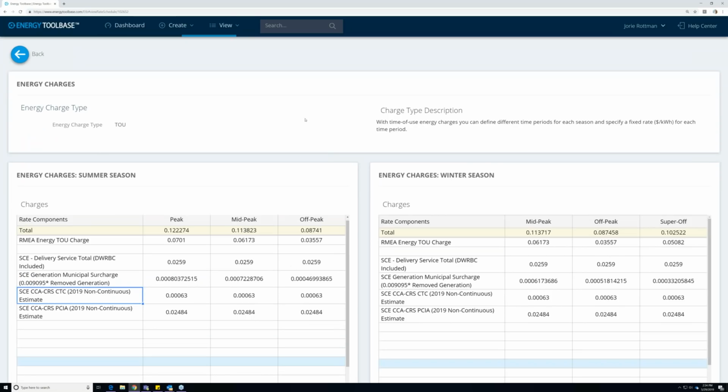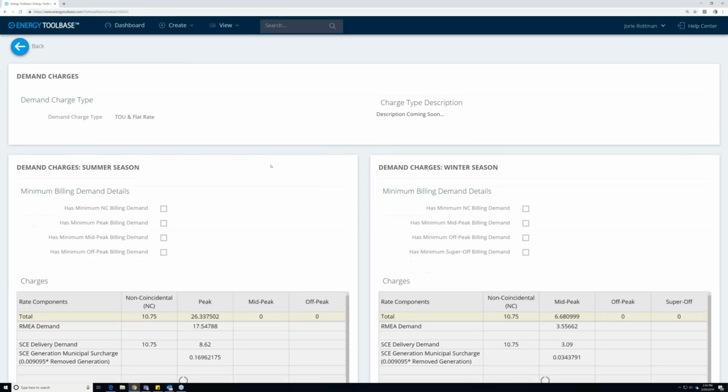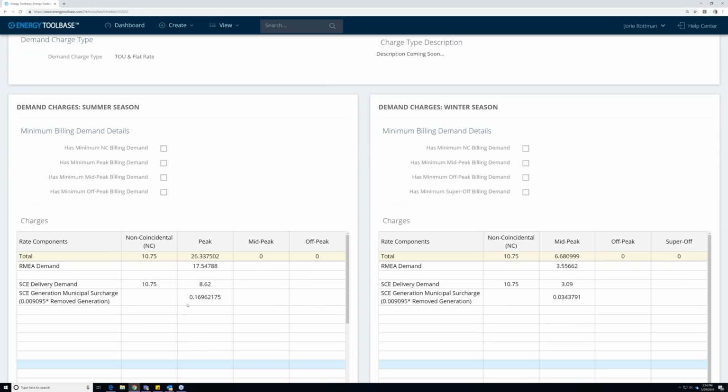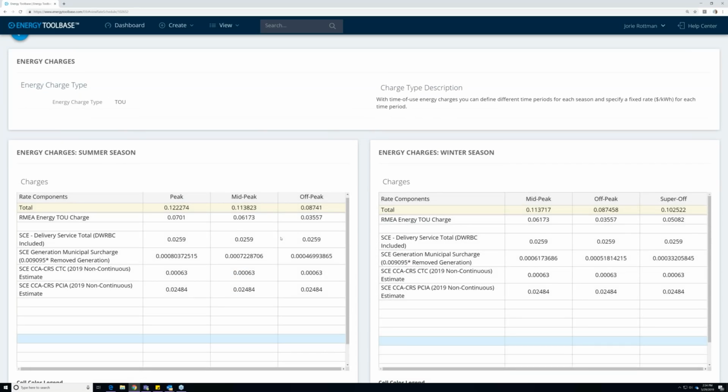One thing to note too is that the generation municipal surcharge can also apply to the demand remove generation portion, so keep in mind that that surcharge does extend out into the demand portion of the billing, but again, it's very small, so it shouldn't impact it that great.